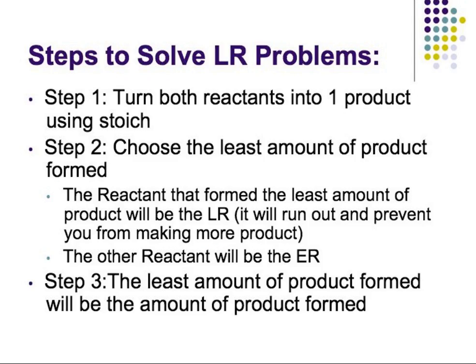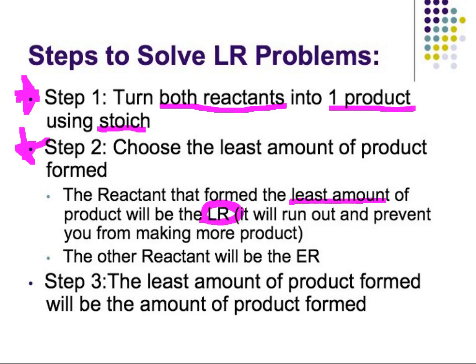There are going to be 3 steps when we apply this to chemistry. Of course, we're going to have a balanced chemical equation. That's implied. But step number 1 is, once we've got our balanced chemical equation, you'll be given amounts of 2 reactants. You're going to turn both reactants into one and only one product using our stoichiometry skills. Second, we'll choose the least amount of product formed, and the reactant that formed that least amount of product is going to be the limiting reactant.